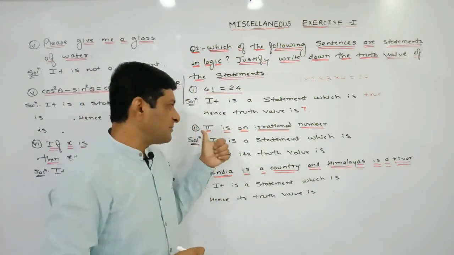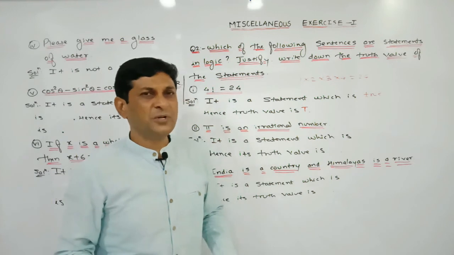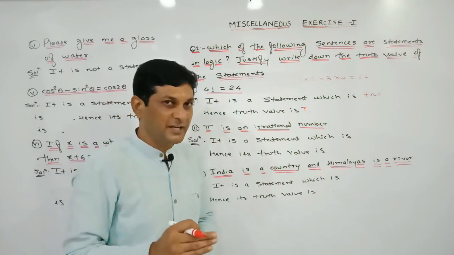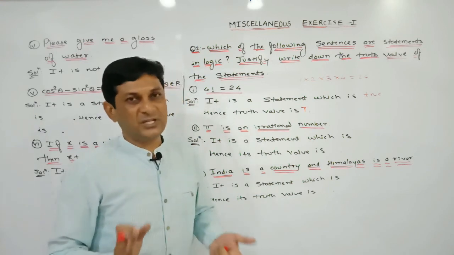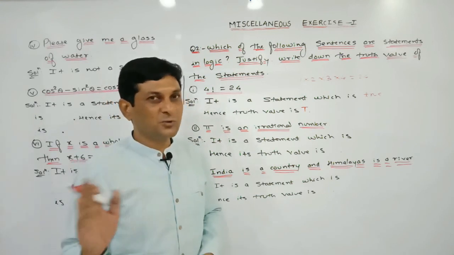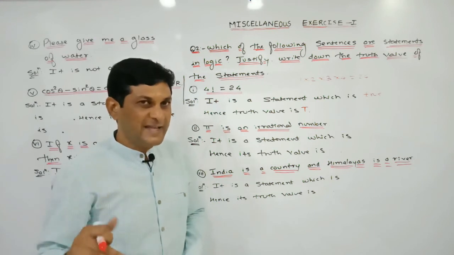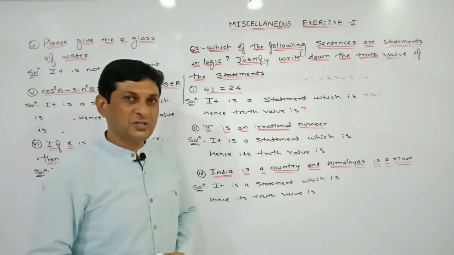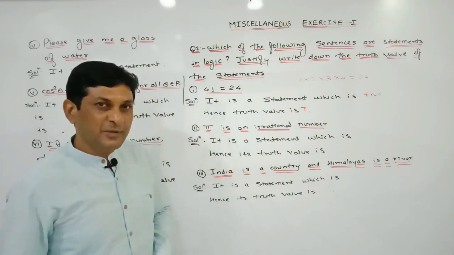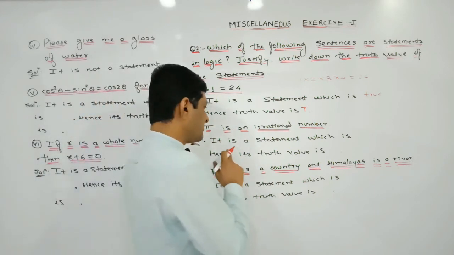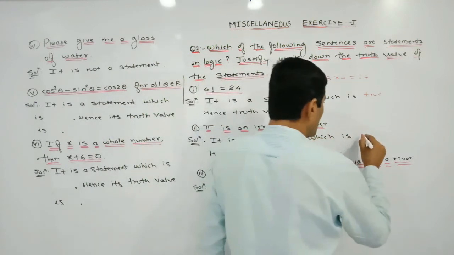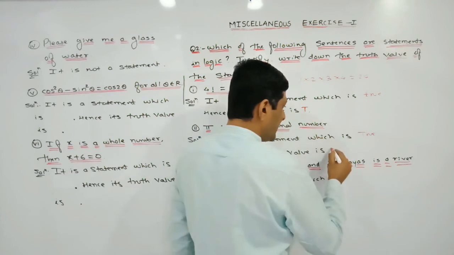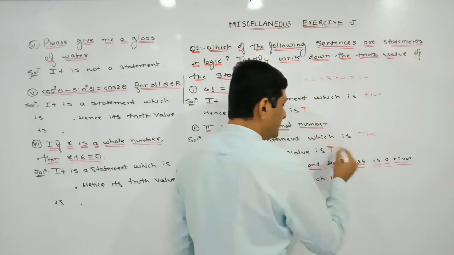Now the second statement, pi is an irrational number. Already we know that pi is an irrational number because its decimal representation is non-terminating and non-recurring. But generally we take the value of pi as 3.14 or 22 by 7. It is an approximate value, but if you observe its decimal representation, it is non-terminating and non-recurring. That's why we can say that it is a statement which is true, because pi is an irrational number. It is true, and that's why we can say that its truth value is T.